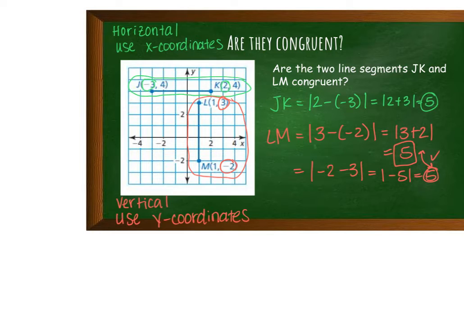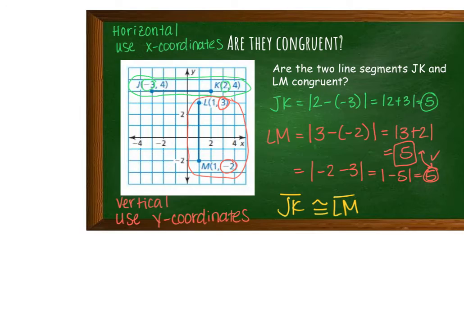All right, so we also see that line segment LM is 5 units and line segment JK is also 5 units. What can we conclude? JK as a line segment is congruent with LM as a line segment. Okay? If the distances of the lines are the same, they are congruent. That is the whole definition.